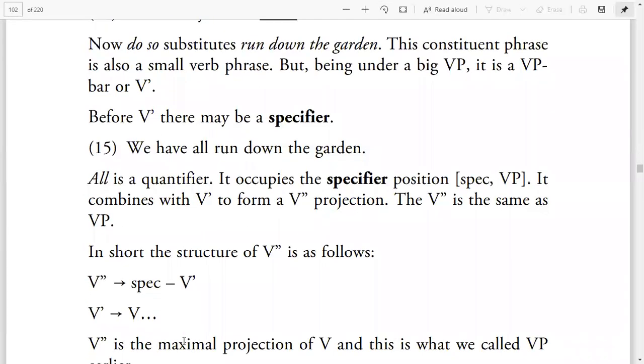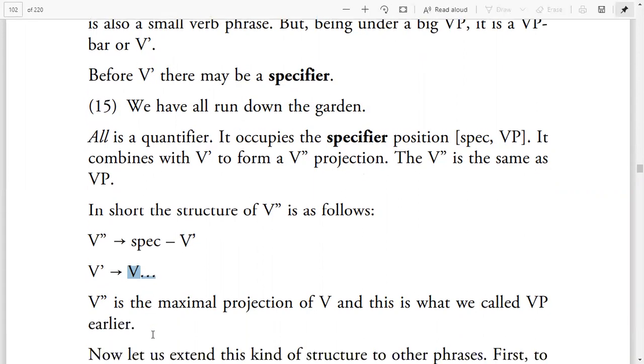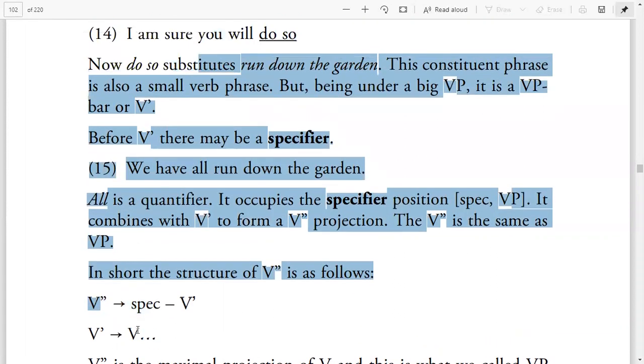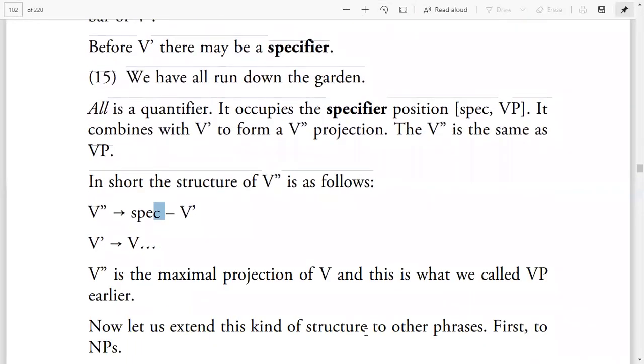And here we have the formula of V bar. V bar is V, that is verb, and along with that we have other constituent elements. And what is V double apostrophe? V double apostrophe here is the maximal projection of V, that is verb, and this is what we called verb phrase earlier. Verb phrase. Now let us extend this kind of structure to other phrases.